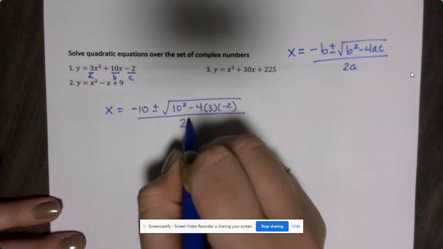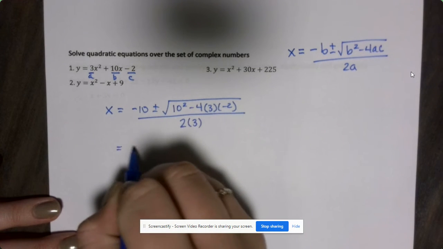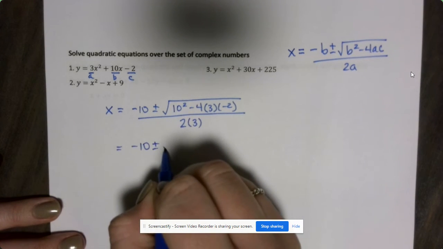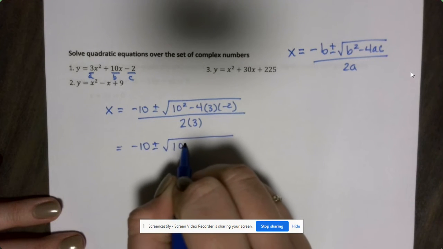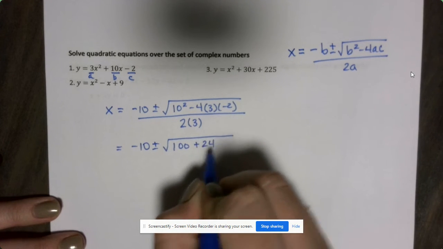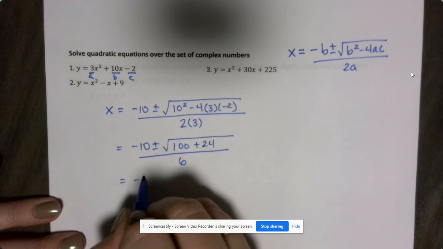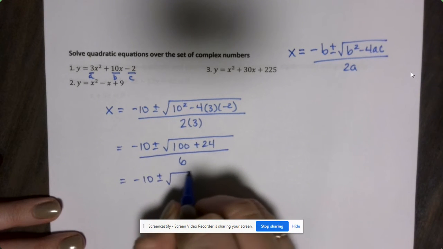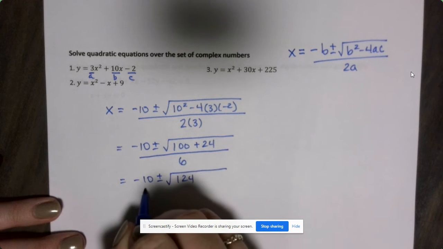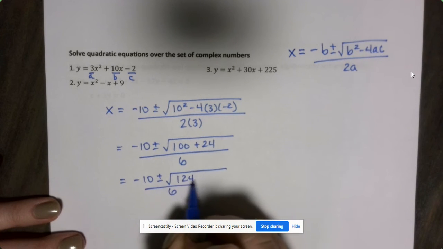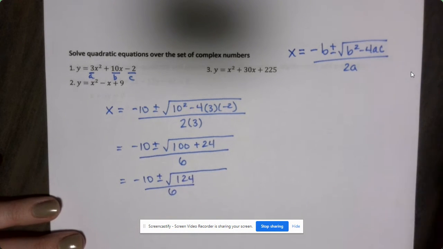all over 2 times a. Now, when I simplify that, we get negative 10 plus or minus the square root of 100 plus 24 all over 6. So I'm going to keep simplifying here: plus or minus the square root of 124 all over 6. We would need to simplify this radical here.